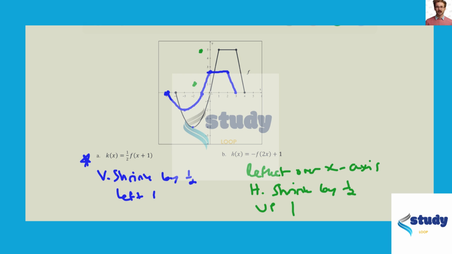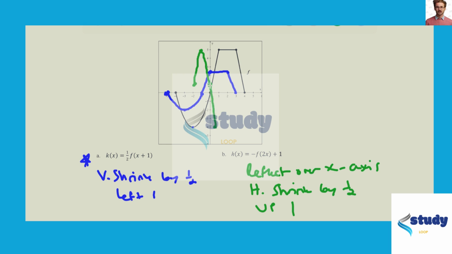0, 0, reflect stays put, horizontal shrink stays put, up 1, 0, 1. So that is our parabola piece. The point 1, 5, reflect would be 1, -5. Horizontal shrink would be 1/2, -5, and then up 1 would be 1/2, -4.